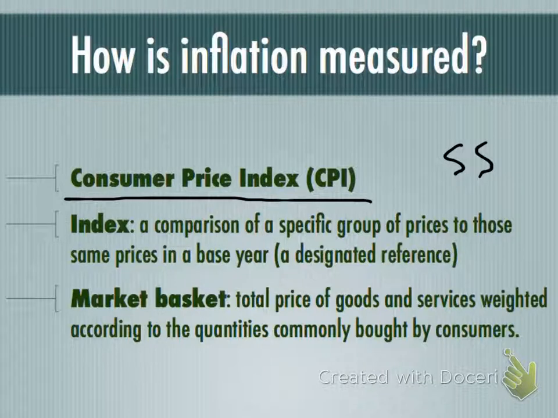What we're specifically looking at is what economists call the market basket, and that is the total price of goods and services weighted according to the quantities commonly bought by consumers. In other words, what does the average household buy? And then we compare that over time to get the Consumer Price Index.